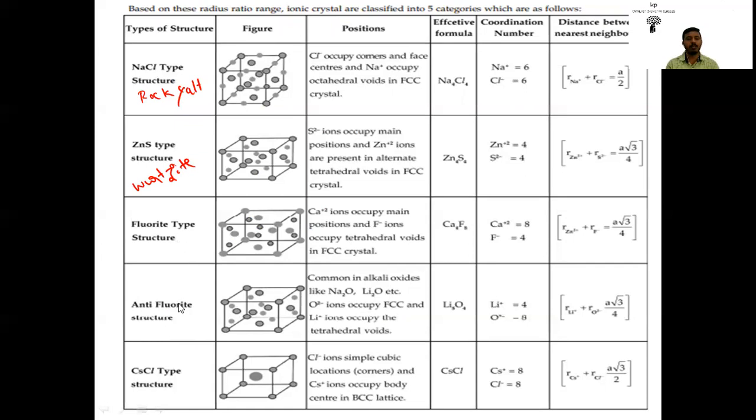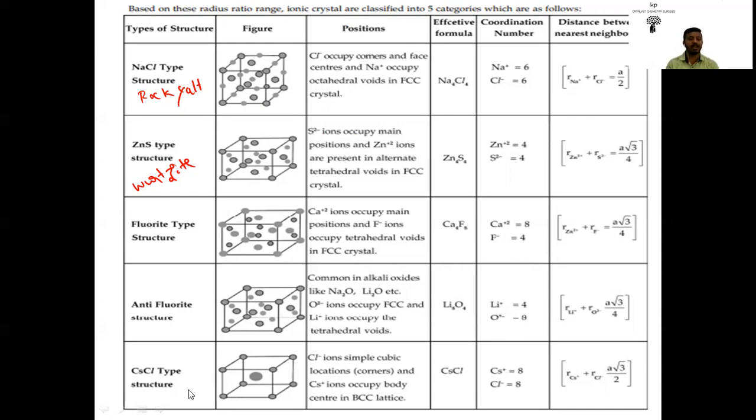Anti-fluorite structure, which is just the opposite of the fluorite type of structure. It is common in alkali oxides like Na2O and Li2O, where O2 minus ions occupy the FCC positions and Li plus ions occupy the tetrahedral voids, with effective formula Li8O4. Here you can observe the coordination number. For fluorite type, cation has coordination number 8 and anion has coordination number 4. But in anti-fluorite type, cation has coordination number 4 and anion has coordination number 8. The distance between nearest neighbors is a root 3 by 4.